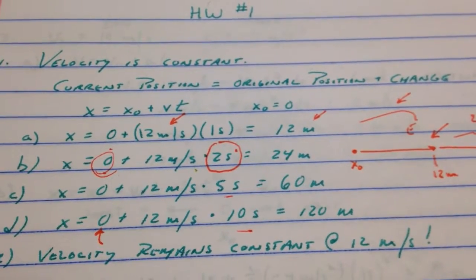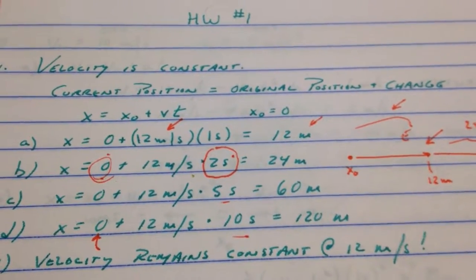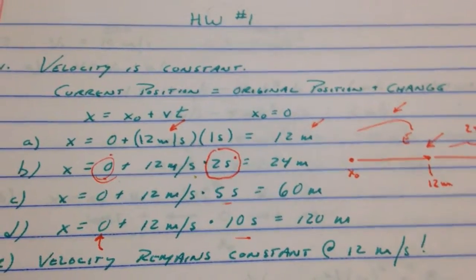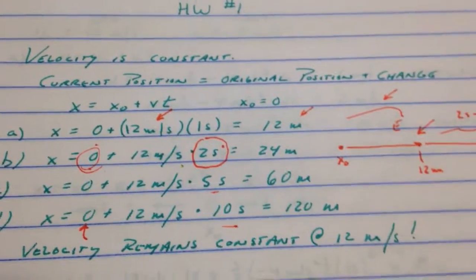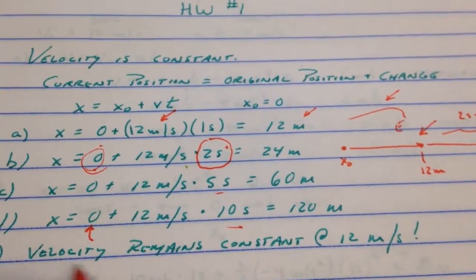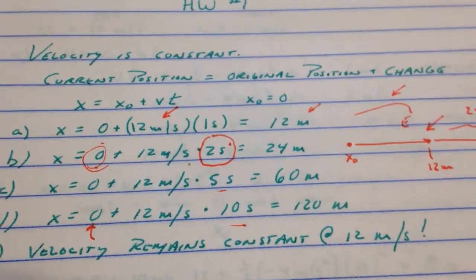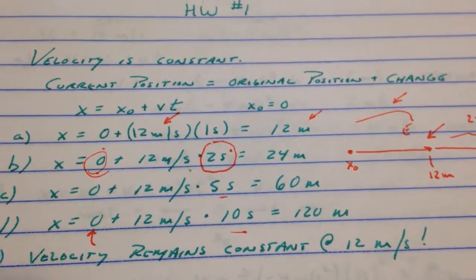The final question is, of course, how fast is it going at 10 seconds? That seems like a trick question, but is relevant for later problems. The velocity, of course, remains constant at 12 meters per second.